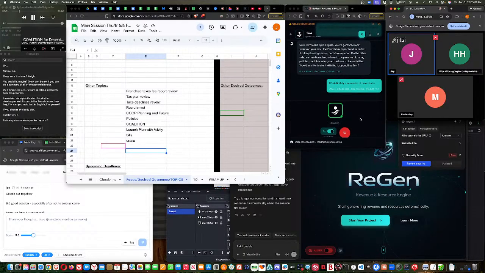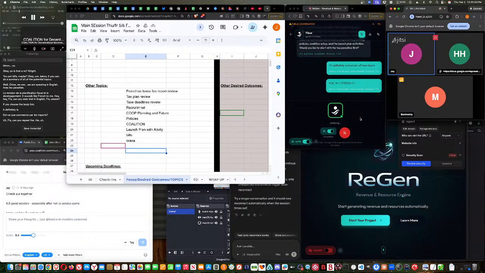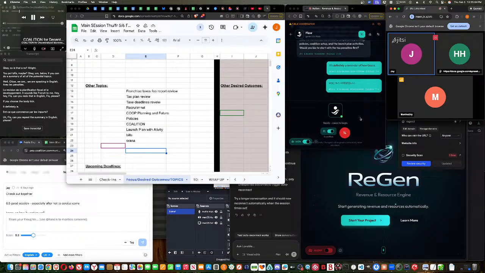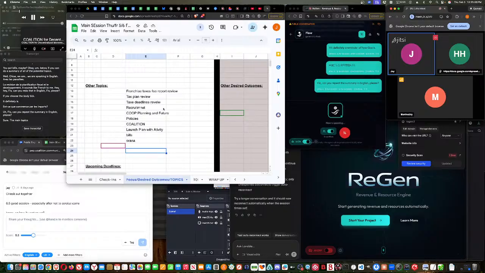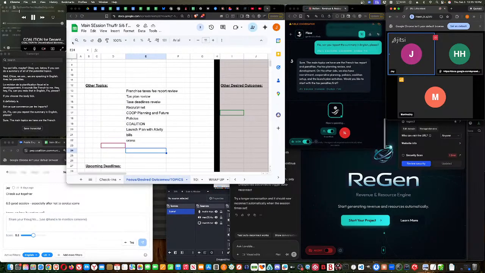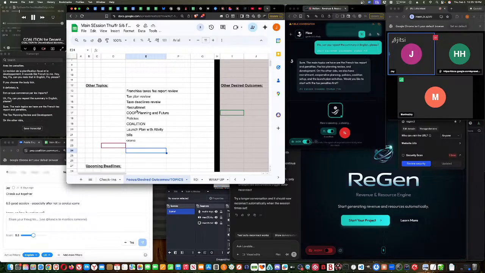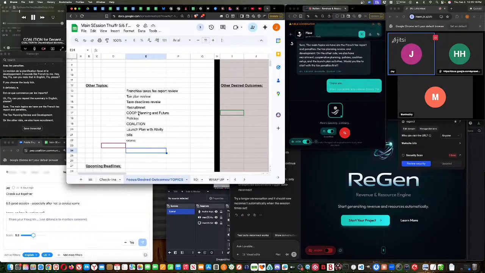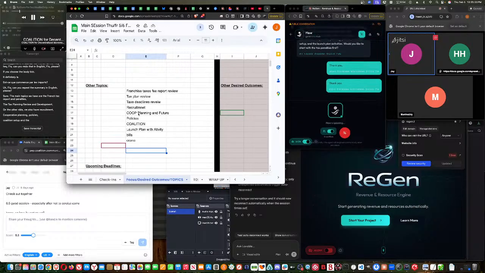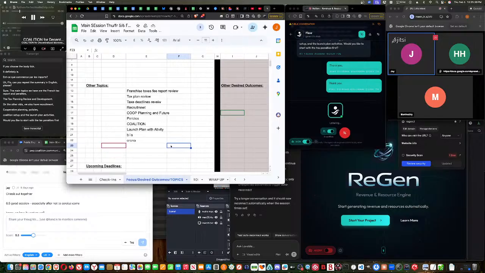Flo, can you repeat the summary in English, please? Sure. The main topics we have are the French tax report and penalties, the tax planning review, and development. On the other side, we also have recruitment, cooperative planning, policies, coalition setup, and the launch plan activities. Would you like to start with the tax penalties first?